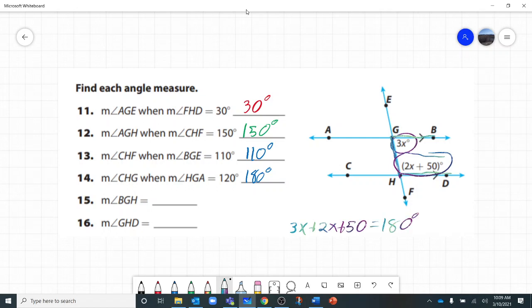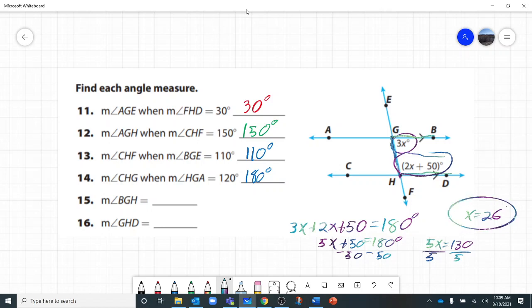Okay, so we can put the 3x and the 2x together. That gives us 5x plus 50 equals 180. Subtract 50 from both sides, and we get 5x equals 130. Divide both sides by 5, and x equals 26. Okay, so x equals 26. Again, that is not the answer. That's just what x equals.